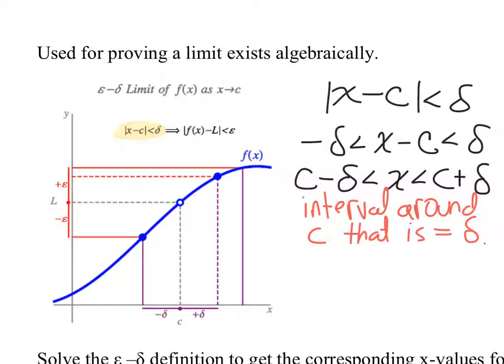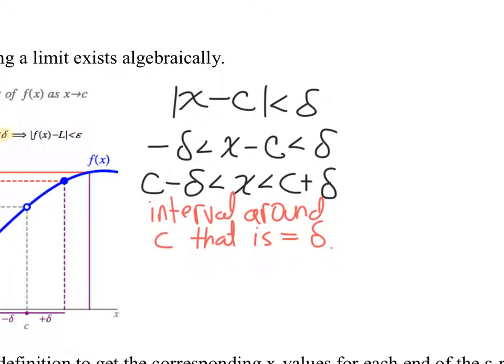The purpose of which we'll get to in a little bit. But that's what this diagram is saying. We have c, we're going minus delta plus delta, and that's creating some kind of interval. All right. Now, for the other one, f of x minus L, you do the same thing, or a similar thing. So that would be, well, I'll rewrite it, f of x minus L less than epsilon.